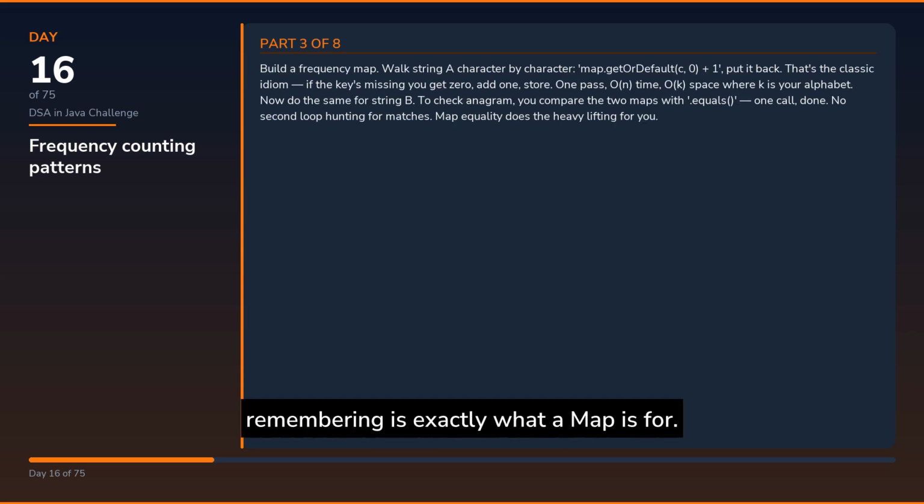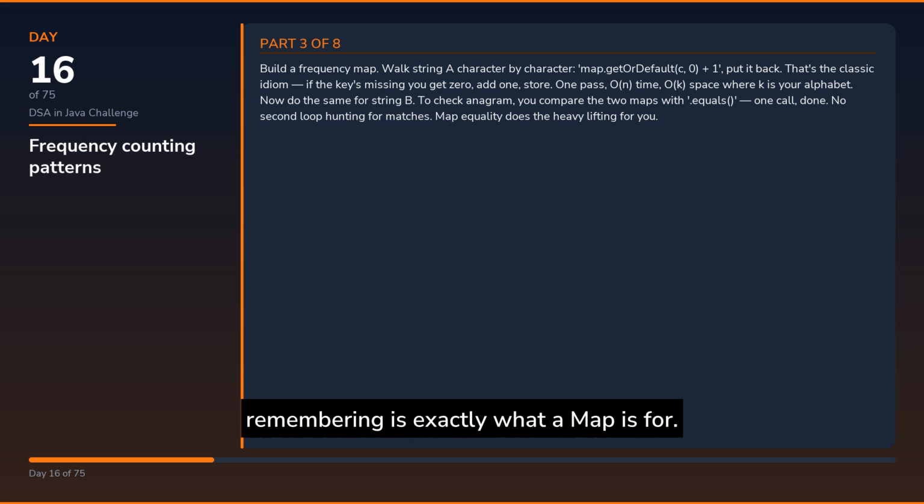Build a frequency map. Walk string A character by character. map.getOrDefault(c, 0) + 1. Put it back. That's the classic idiom. If the key's missing, you get 0, add 1, store. 1 pass. O(n) time, O(k) space where k is your alphabet.